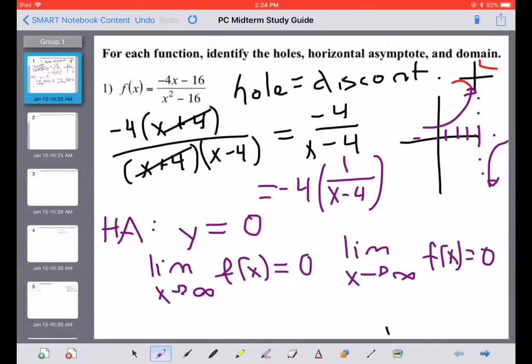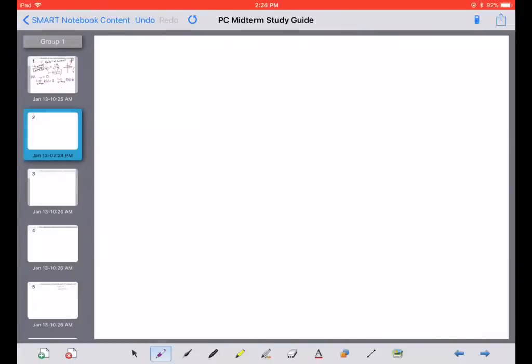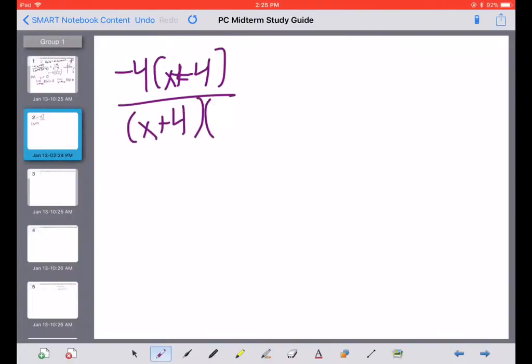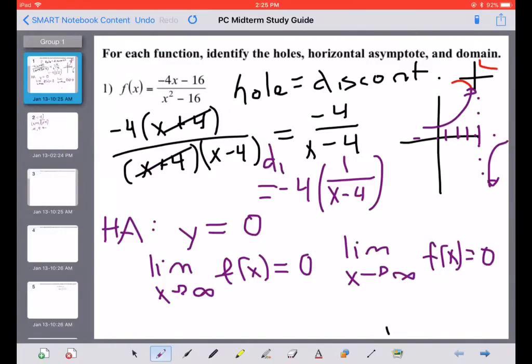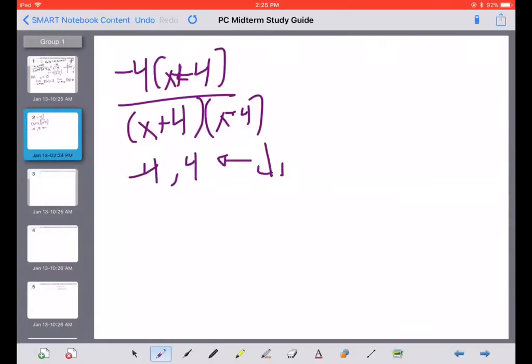For the other two parts, I have to start a new page, but we are going to look for discontinuities and our domain. Discontinuities in our graph, we don't see any. But remember, we had negative 4 times x plus 4 on top, and x plus 4 times x minus 4 on the bottom. We can't have either negative 4 or 4 make the bottom zero. So these will be our discontinuities. We can't have x equals negative 4 and x equals positive 4.